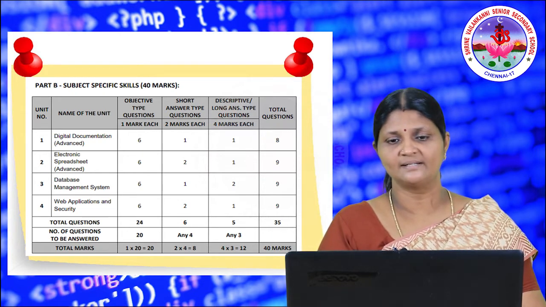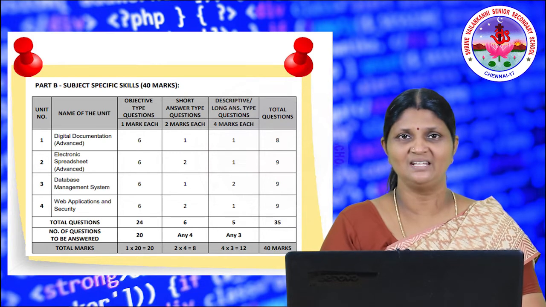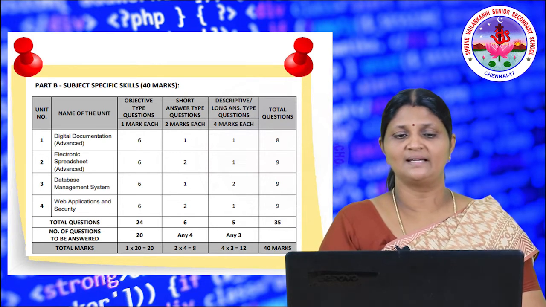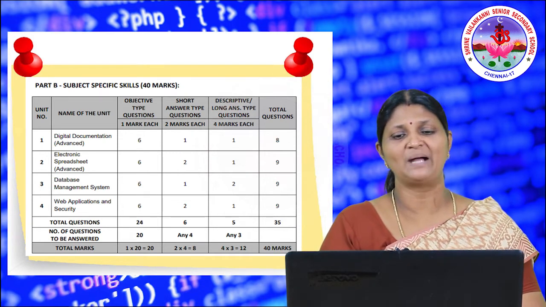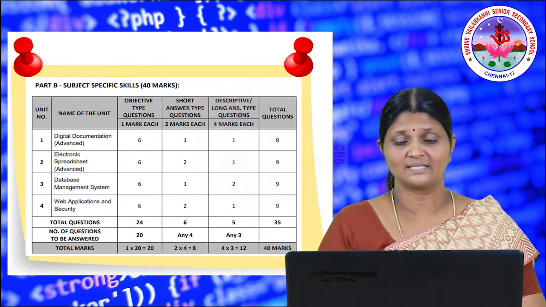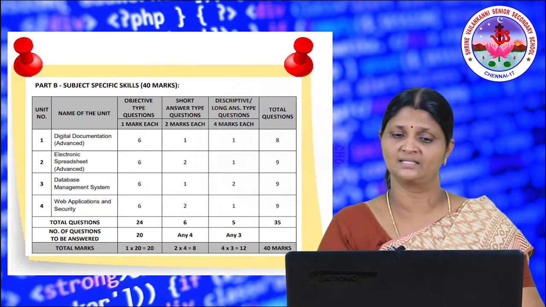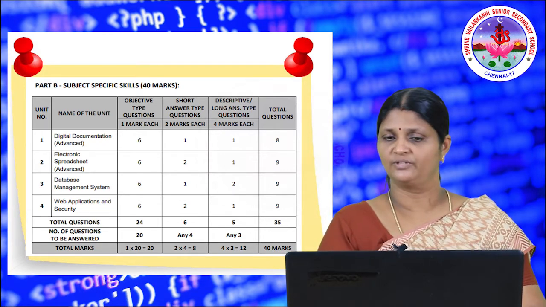Next is short answer type questions. Here we have totally 6 questions. Only 2 units have 1 question each, and the other 2 units, that is electronic spreadsheet and web applications, have 2 questions each. Totally 6 questions, out of which 4 are to be answered. Each question carries 2 marks. So we have 8 marks out of this.